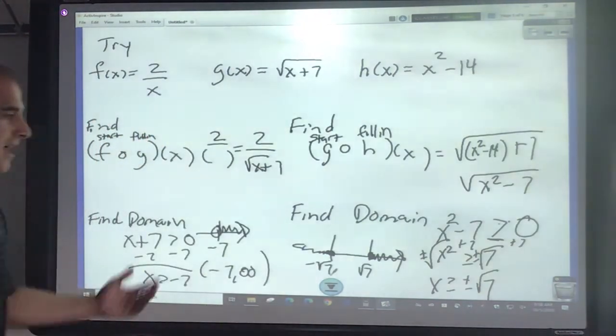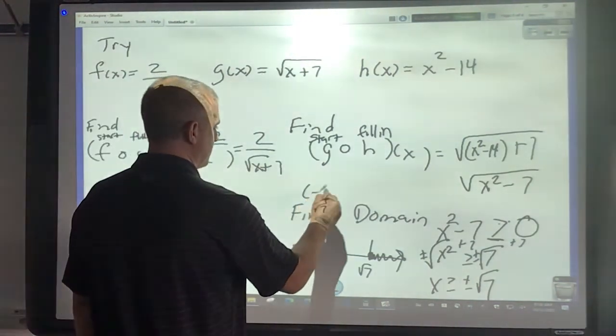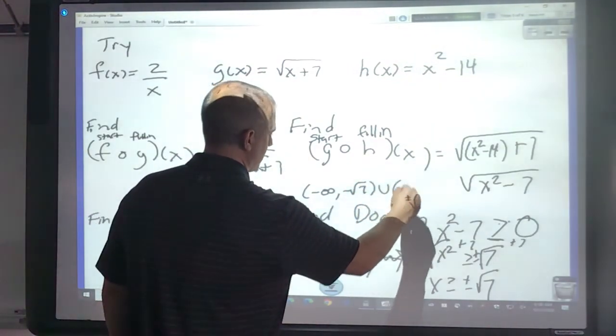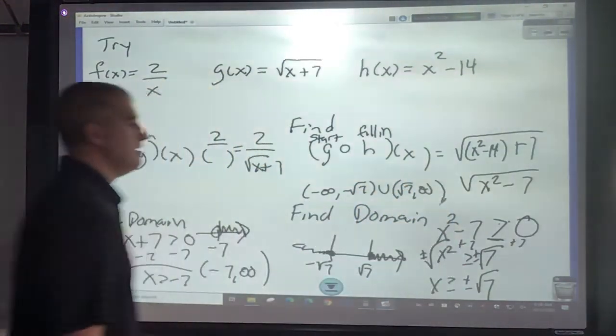So how would we write that in interval notation? That interval notation would be from negative infinity to negative square root of 7, union square root of 7 to infinity.